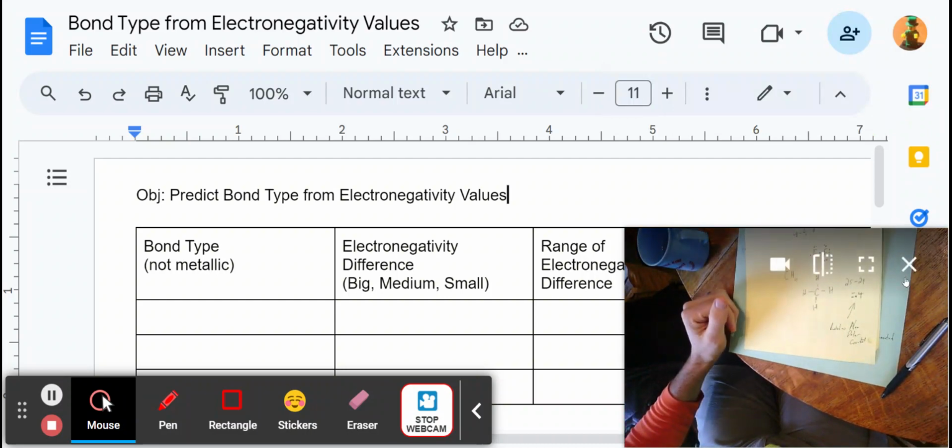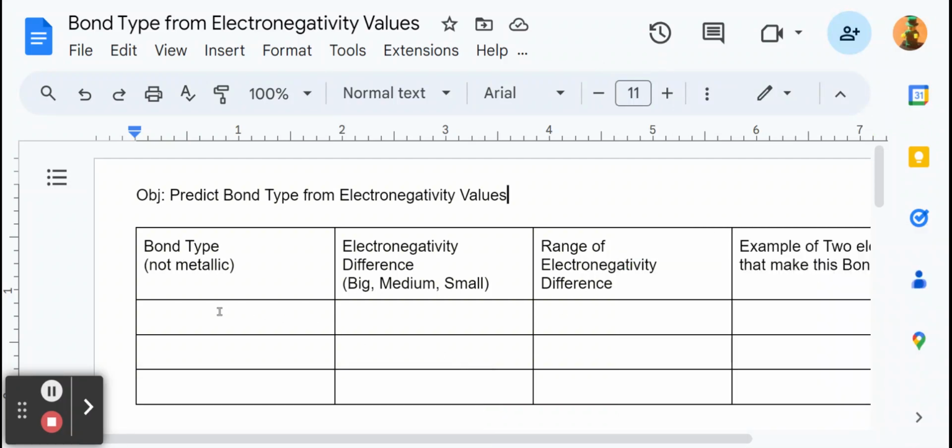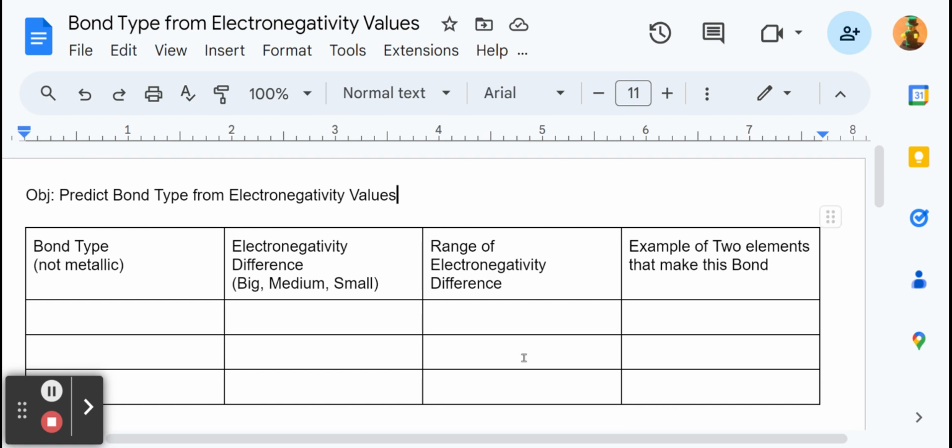So the bond types are ionic, polar covalent, and nonpolar covalent. This is big, medium, and small. Ionic is greater than 1.7, and examples of that are like sodium chloride, nonmetal and metal. 1.7 to 0.4 is polar covalent, like carbon monoxide, and 0 to 0.4, that's a carbon-hydrogen bond.